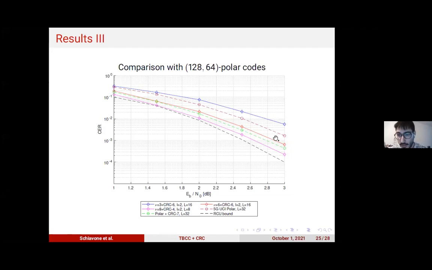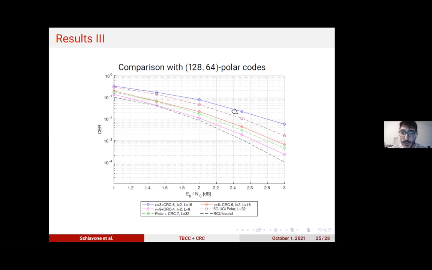You see, by increasing the memory, we are getting closer to this dashed black line, which is the random coding union bound that we saw at the beginning. And we can be competitive with other codes that are, for instance, standardized in 5G, like the polar codes, here decoded with a successive cancellation list decoder.